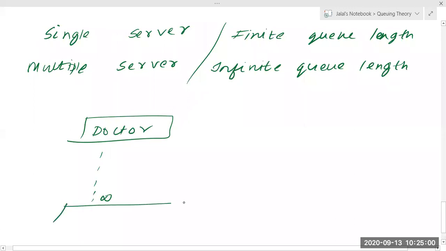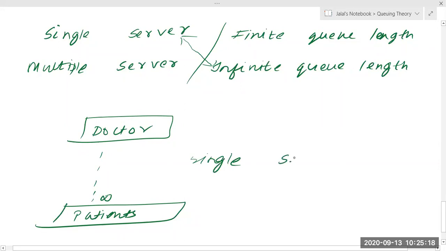Suppose these are patients in the queue, and if an infinite number of patients can be there in the queue, what will this kind of system be called? This will be called a single server, simple, infinite queue length. Is it okay for everyone?